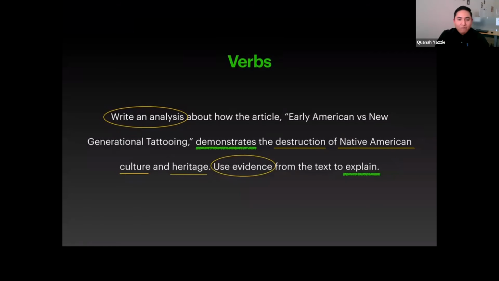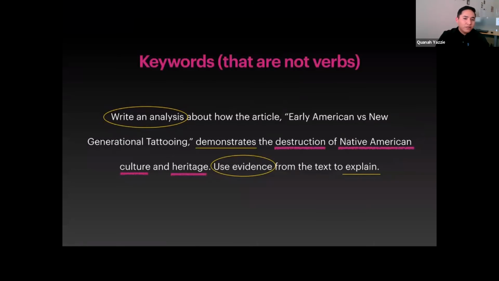And then we have what we call keywords that are not verbs. So destruction, Native American culture and heritage, these are sort of like topics that are being discussed within the prompt itself. So in this case, we have destruction that we can focus on, and Native American culture and heritage. So these are your topic places, topic choices.